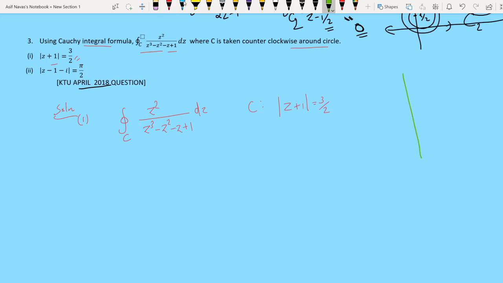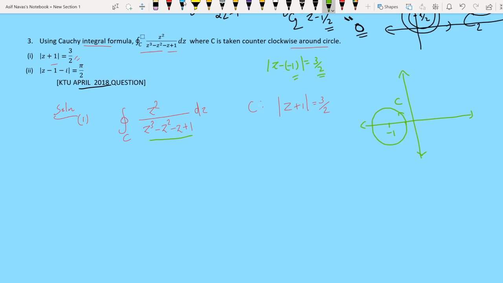So now first we will draw what is our contour C or path C. So this is mod z plus 1 equal to 3 by 2, which means mod z minus minus 1 is equal to 3 by 2. The center is minus 1 and the radius is 3 by 2. So this is a circle with center minus 1 and radius 3 by 2.